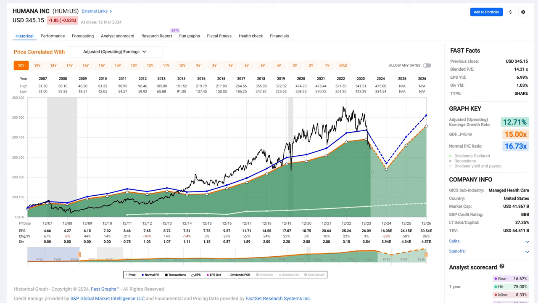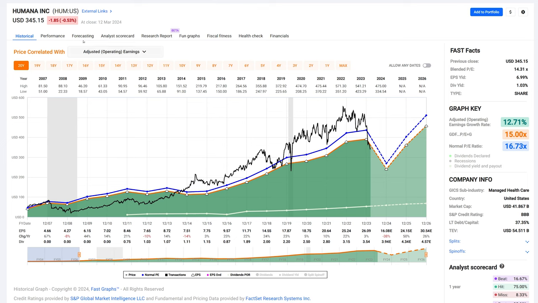Now, by looking at this FASTgraphs, assuming these estimates turn out to be right, this light green shaded area, I want you to understand, is forecast. It could very well be that we're looking at a further deterioration in the company's stock price. On the other hand, you could also argue that a strong company and management really does believe in what they're doing.